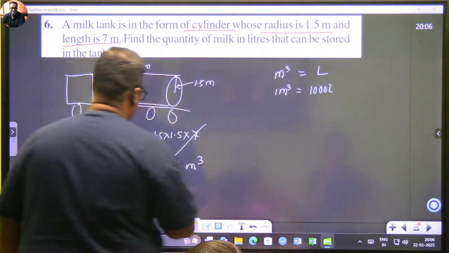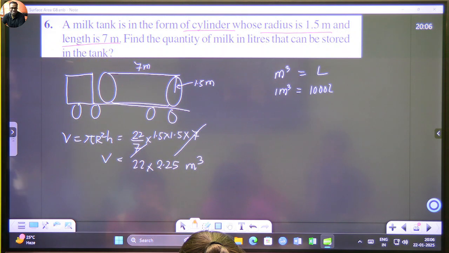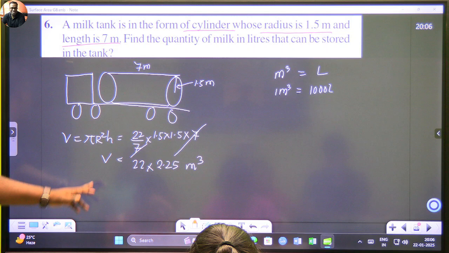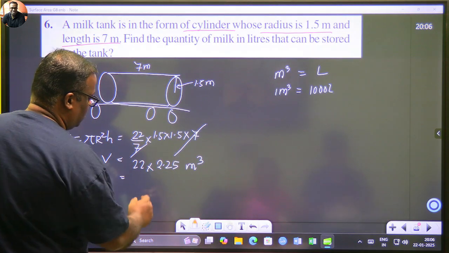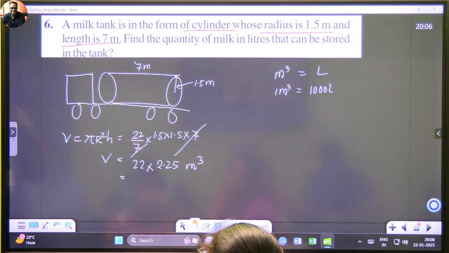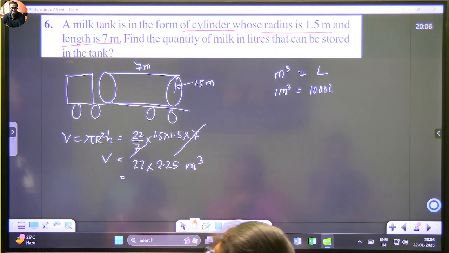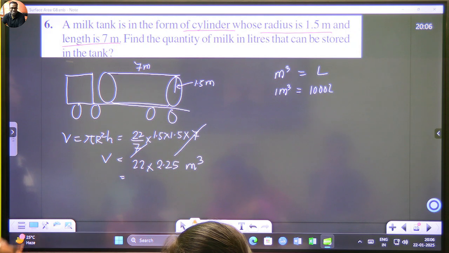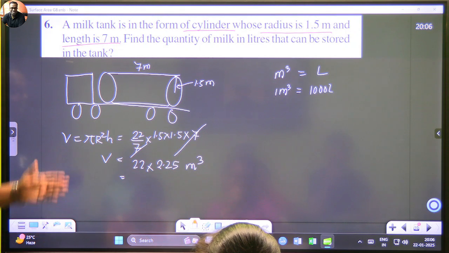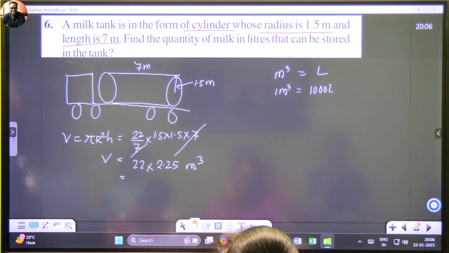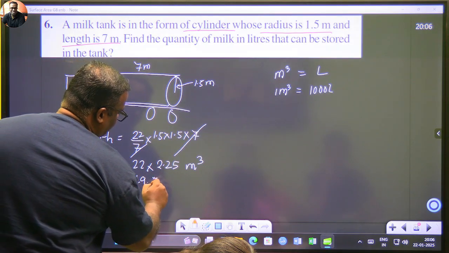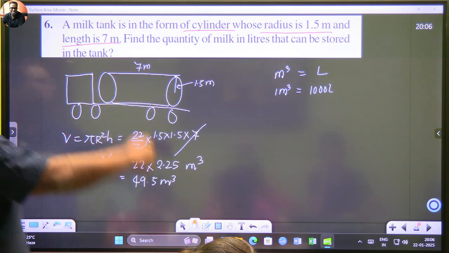ये कितना आया ये आंसर? 22. 225 into 10 power minus 2. 225 multiplied by 22. 225 if you multiply by 2, how much do you get? 225 को double करेंगे, 450. And then another 2 is there. 49.5 meter cube. 1 meter cube gives you 1000 liter.